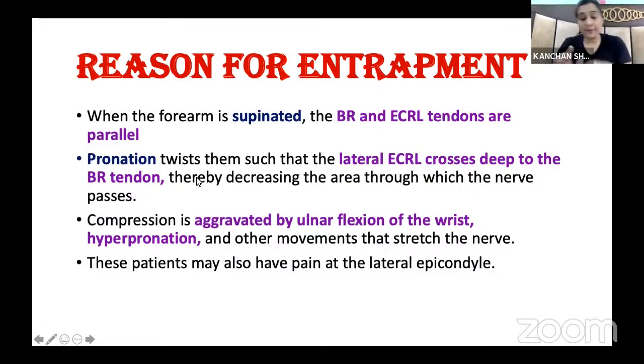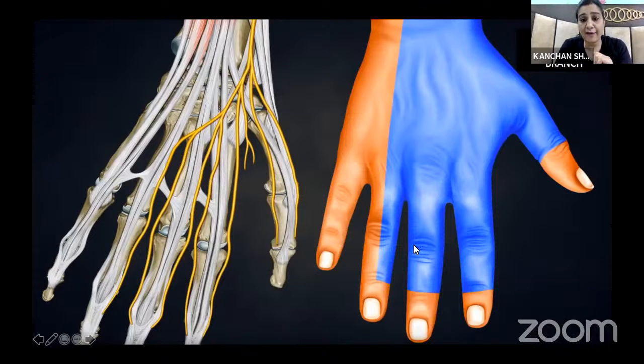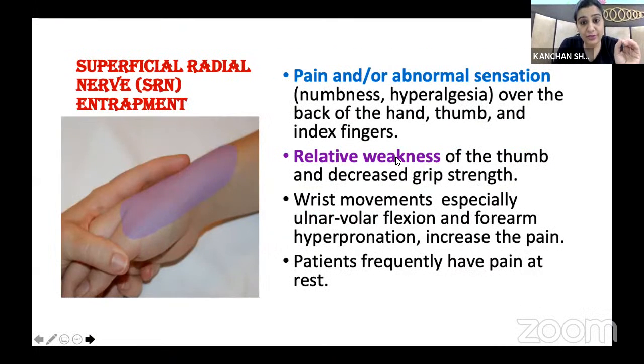So what happens then? This is the ECRL tendon. It crosses deep to the brachioradialis, so it will be like this. These are the two tendons, and the nerve is coming like this. If they overlap upon each other, they are going to compress this nerve, right? If you compress this nerve, the patient is going to have a problem in this area, because this sensory superficial branch of the radial nerve supplies this area. So the presentation of the patient is pain in this whole area.